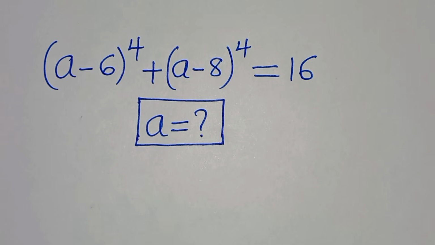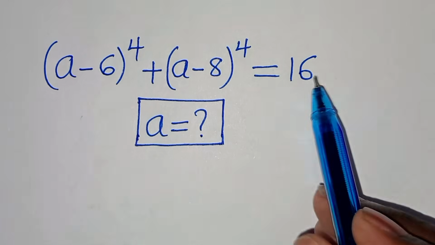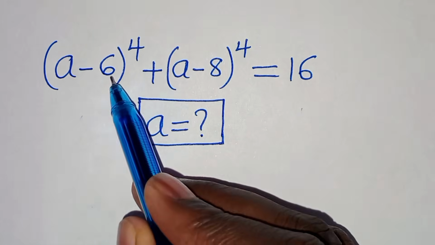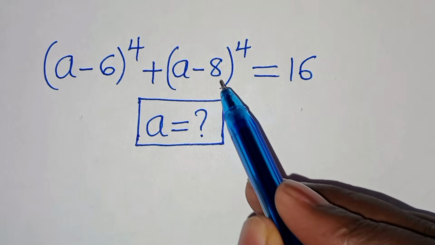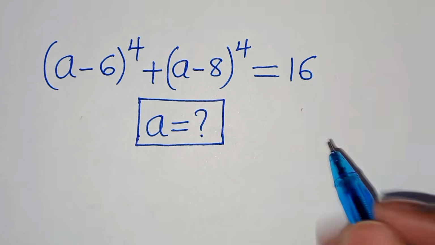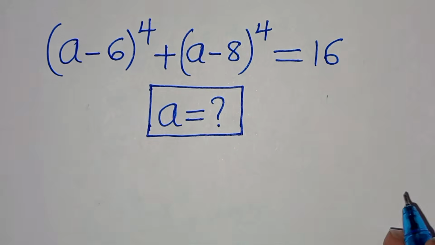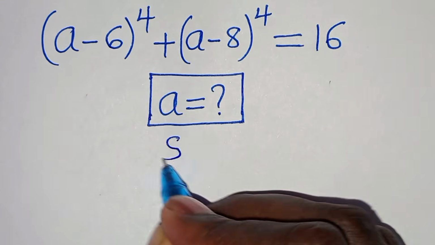Hello everyone, welcome to solve this nice algebra problem, which is (a - 6)^4 + (a - 8)^4 = 16. So what is the value of a? Now let's provide a solution from here.